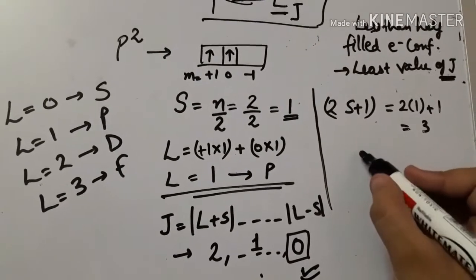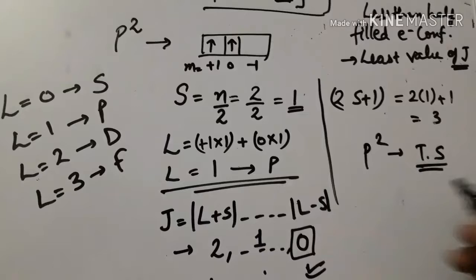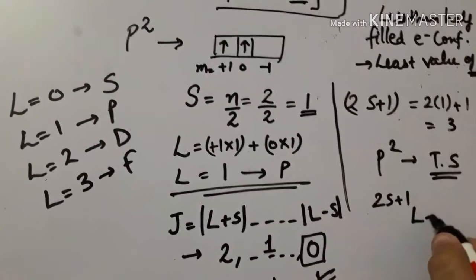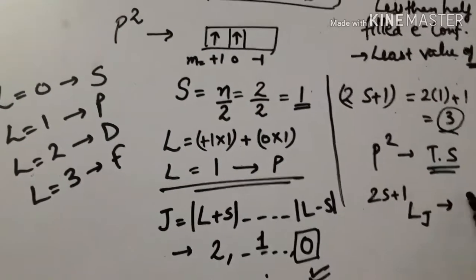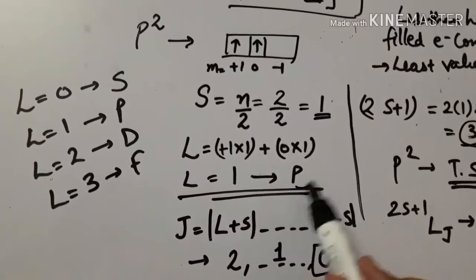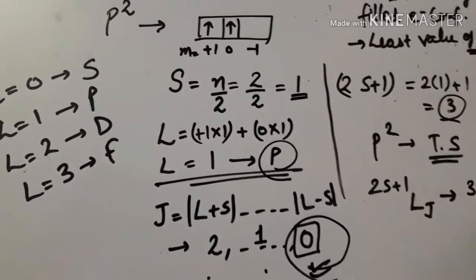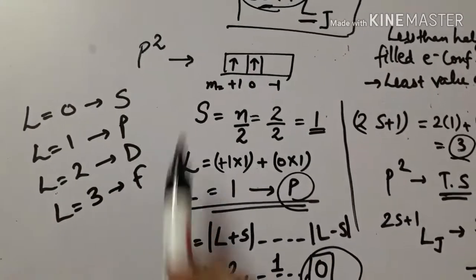So we have the term symbol for p2. The term symbol is 2S plus 1 L J. We can write it as 2S plus 1, that is 3, L is P and J is 0. So 3P0 is the representation of the term symbol for p2.